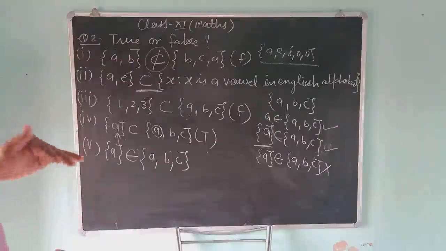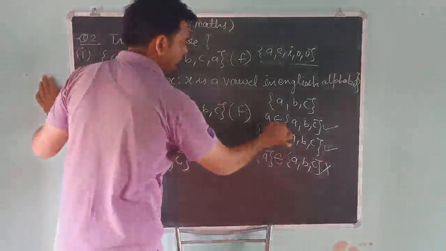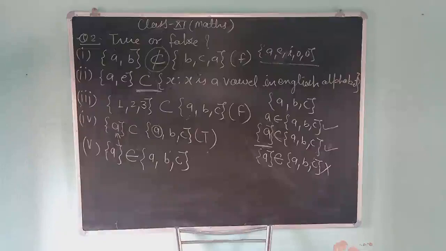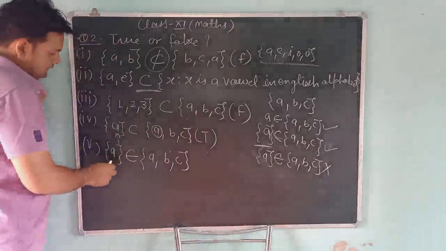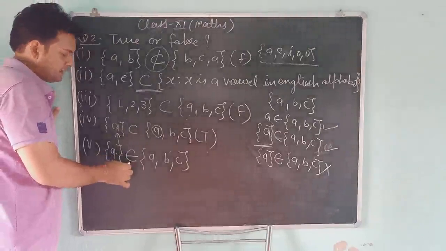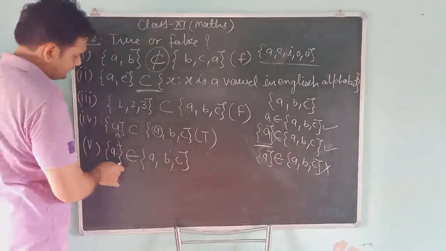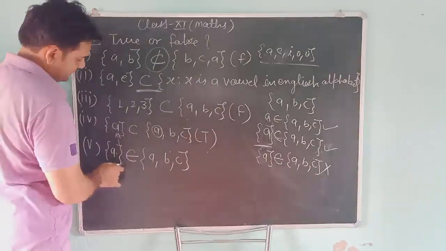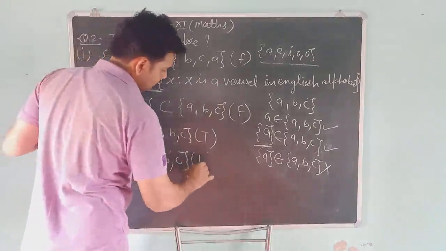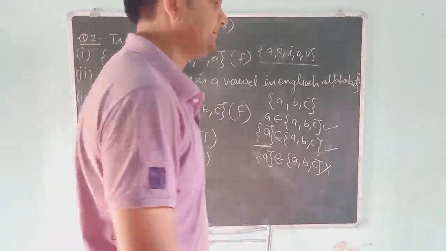Both symbols, subset and belongs to, we can't use together. So okay students, here we can see that this is a subset, and a subset never belongs to. So students, here we can see that set A does not belong to the given set. This is a false statement.